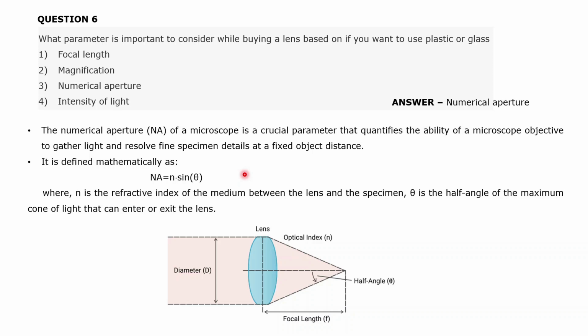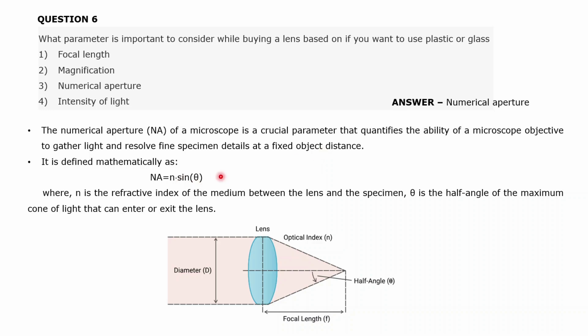If you look into a microscope lens, there is something written as n equal to 1.4, 1.2 or 1, something like that. So that's what numerical aperture means. Numerical aperture is a crucial parameter that quantifies the ability of an objective lens to gather light and resolve fine specimen details based on the fixed object distance that those fine specimen details within the sample actually possess.